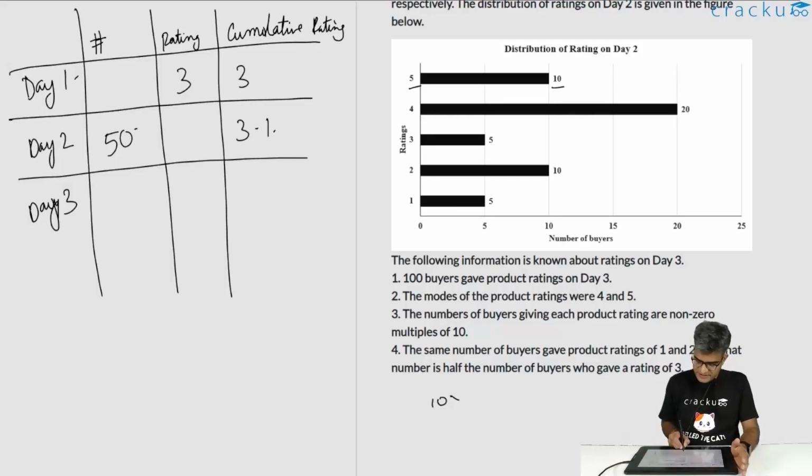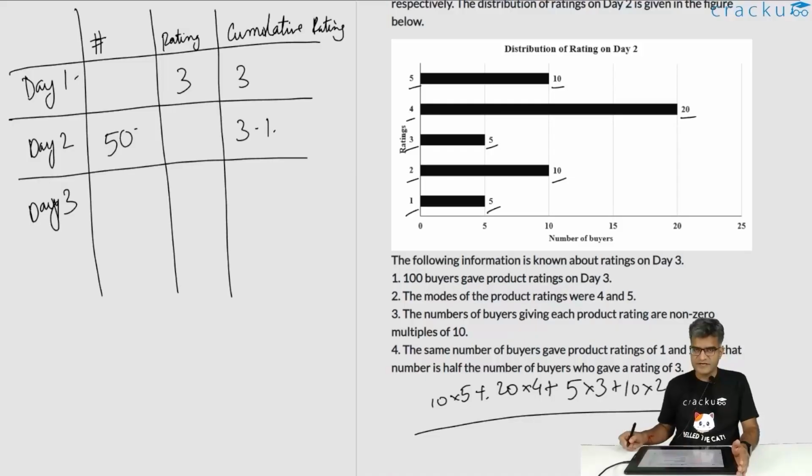So this is 10 into 5 plus 20 into 4 plus 5 into 3 plus 10 into 2 plus 5 into 1 divided by the total number of people who gave rating, which we have calculated is 50. That is 10 plus 20 plus 5 plus 10 plus 5, which is 50.